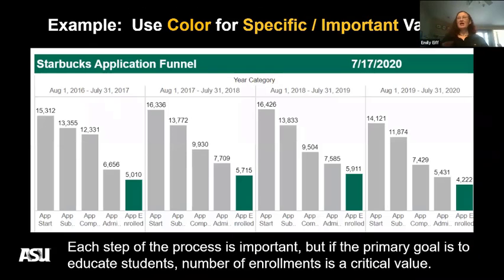So here's an example. In this case, we used Starbucks Green because this is Starbucks College Achievement Program data. We intentionally limited its use to highlight a specific value, in this case, enrollments. We chose the enrollments because we were trying to draw attention to the goal of the program. Starbucks wanted to make sure that their partners could get college degrees. So while it's important that they start applications, submit applications, complete them, and ultimately get admitted, it's the enrollments that really put them on the track to actually starting and finishing a degree. So we've highlighted enrollments in this case.